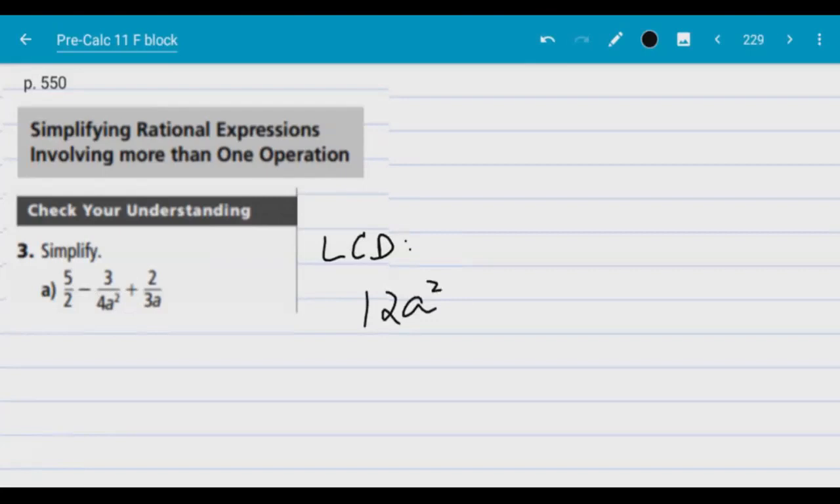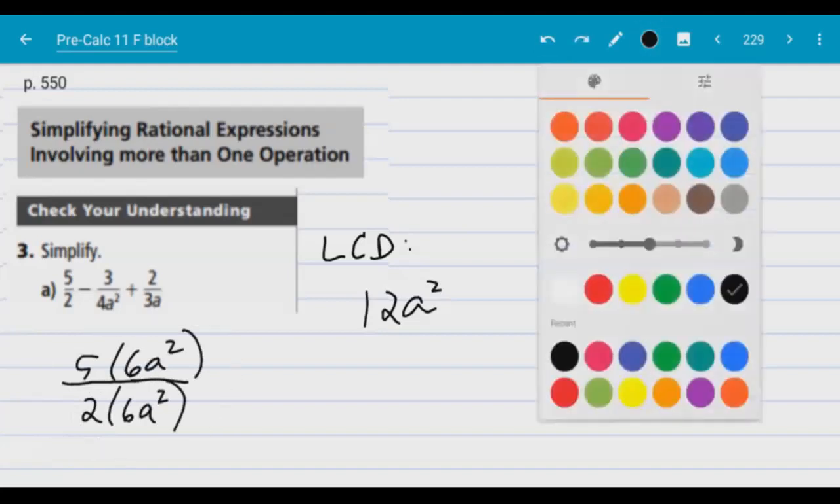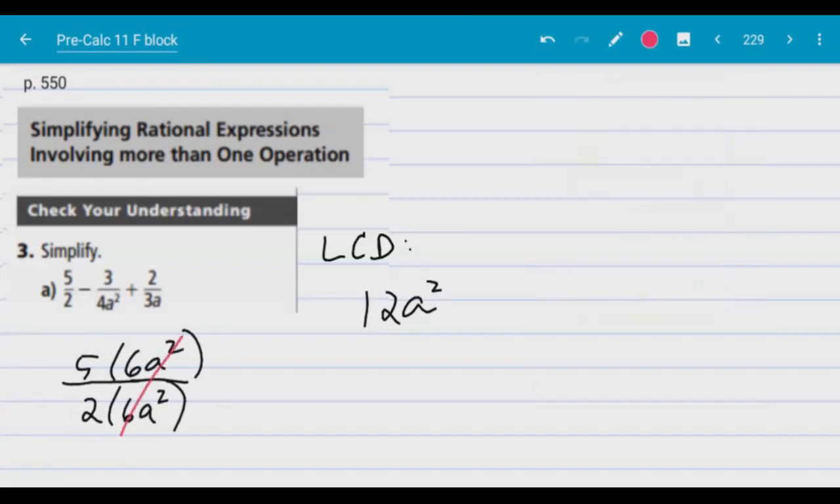Okay? All right. So that means we are going to turn all three fractions into new fractions that have 12a squared as a denominator. So for this 5 over 2, for this 2 to become 12a squared, I would have to multiply it by 6a squared. Whatever you do to the bottom, you do to the top. Whatever you do to the top, you do to the bottom, just so that it will be an equivalent fraction. If you cancel these two, it goes back to 5 halves. So we are not really changing anything. You know what I mean?